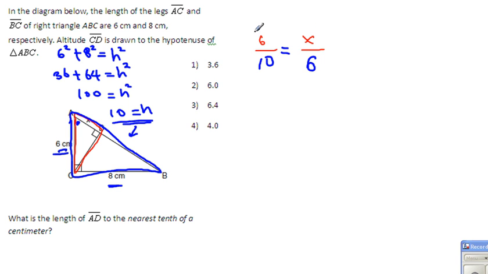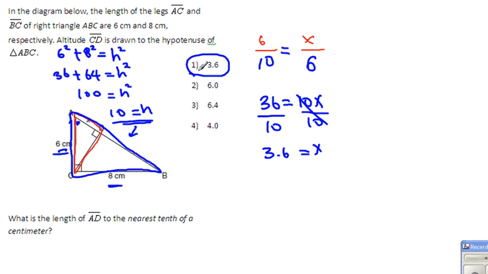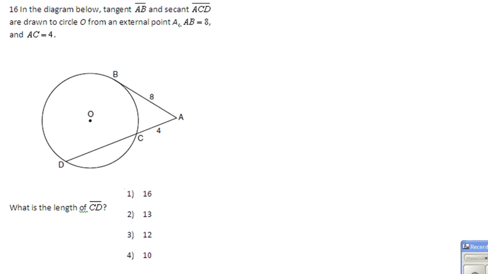And as you once again cross multiply, we end up getting 36 is equal to 10x. By dividing it by 10 on each side, we realize x equals 3.6, which is this one. Alright, let us move on.